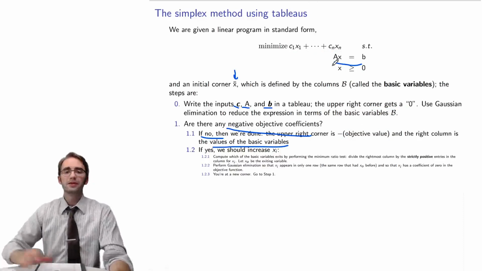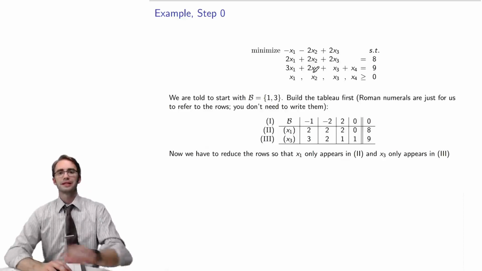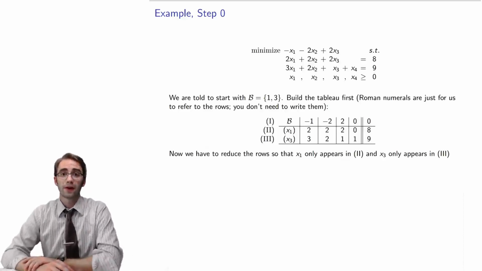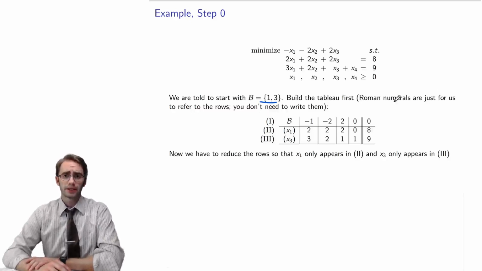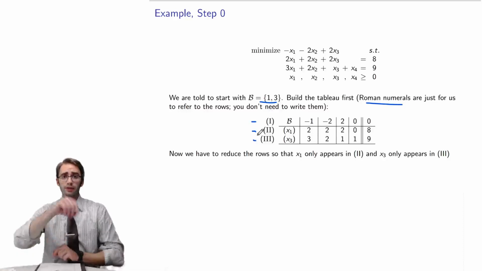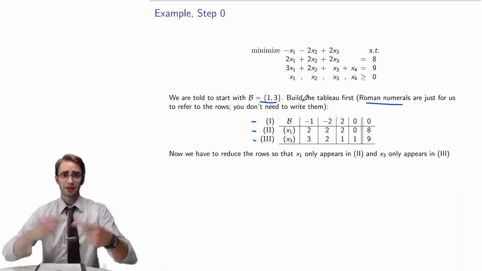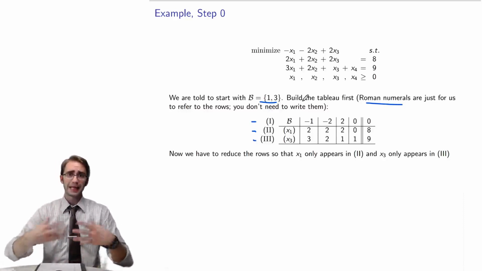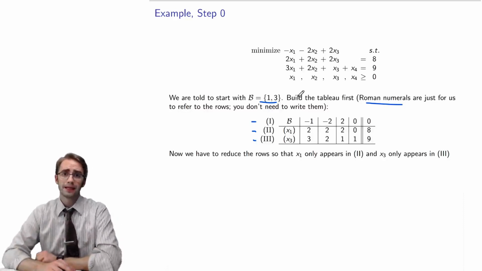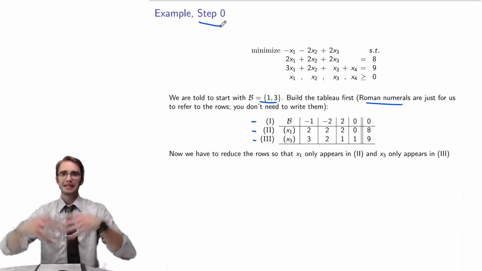So here is a new linear program that we'll start with. It's a pretty simple one. It has 4 variables in it, and we're told to start at the corner 1, 3. So step number 1 is to build this tableau. And you'll notice here I'm using these Roman numerals to refer to these rows. You don't need to write those when you're working through the tableau. They're just useful in this lecture so I can indicate which row is being added to what in an unambiguous way.